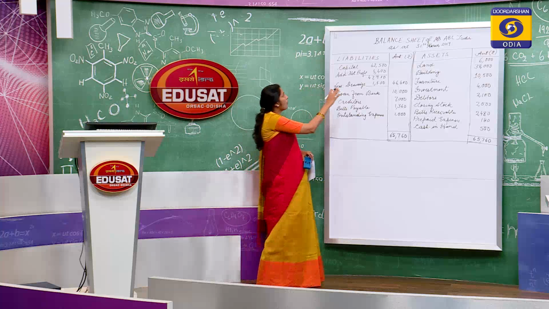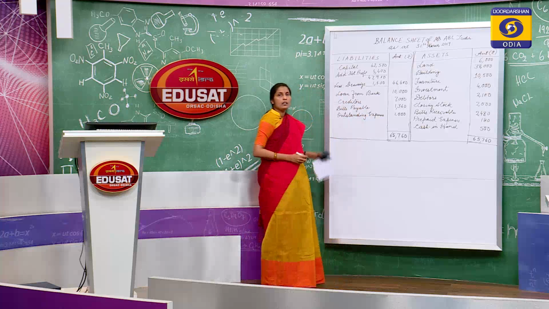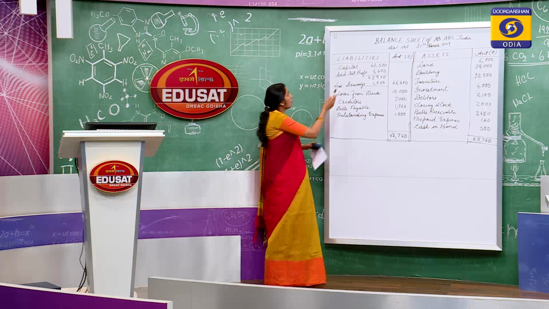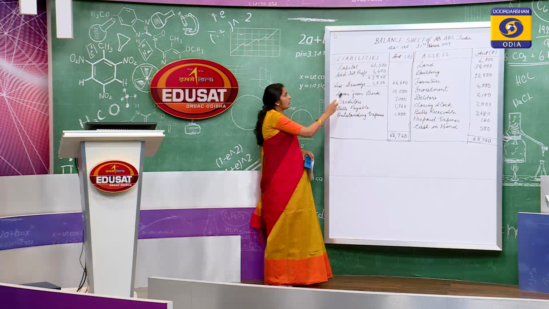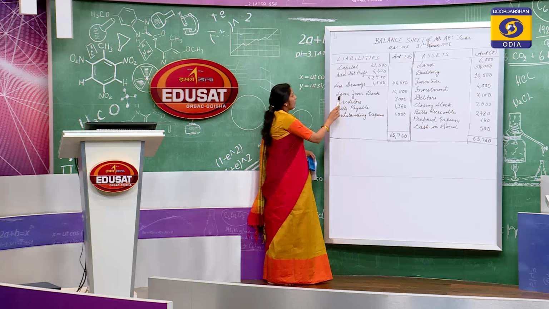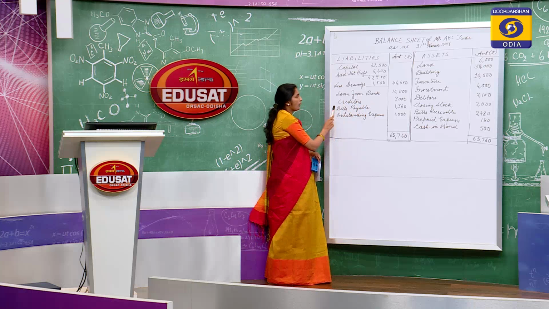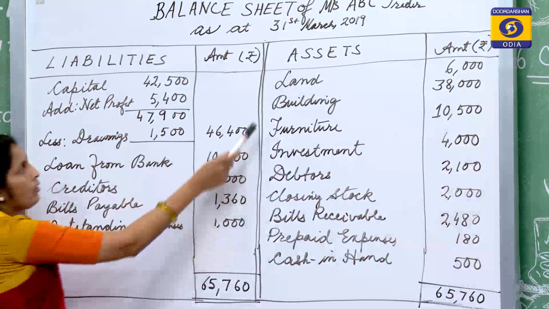Then we chalked out the format. On the left hand side we have the liabilities, and on the right hand side we have the assets. First we move on to the liabilities side, that is capital. We added net profit, then we deducted the drawings and took it to the outer column. Then the other liabilities: loan from bank, creditors, bills payable, outstanding expenses. Then we moved on to the asset side, all the assets.